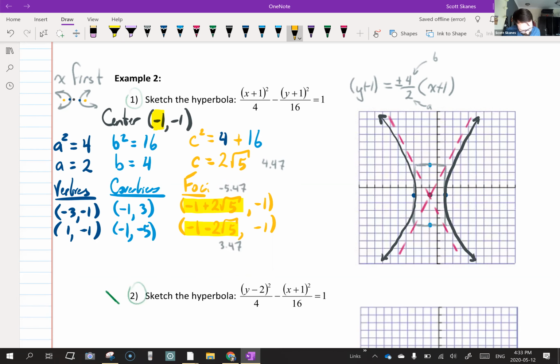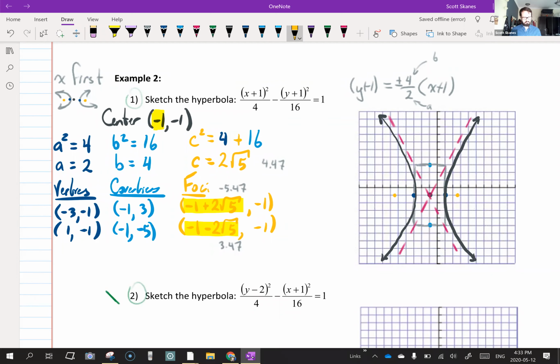So -5.47 is 1, 2, 3, 4, 5. About there. 3.47, 1, 2, 3. About there. Does that look right? Something looks weird. 1, 2, 3, 4, 5. I feel like I have a mistake.